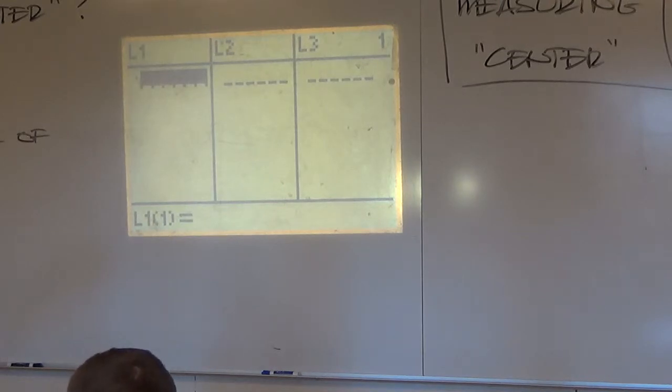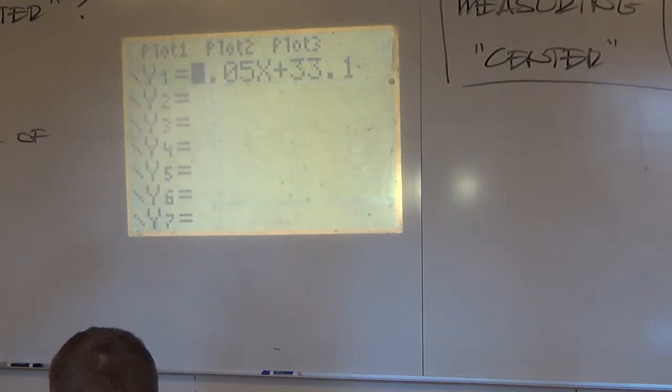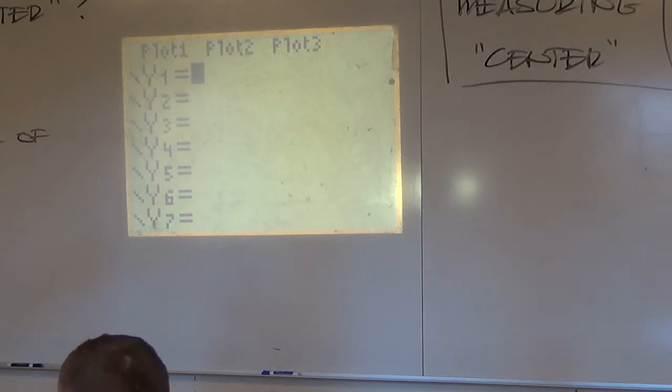Is anybody missing L1, L2, L3? Are there any lists that aren't there? Sometimes that happens. Okay, we're happy. We're looking at 3 empty lists right now. Let's do one more thing while we're here. Press the Y equals button, the top left button. If you have any equations in there, get rid of them. We don't need them right now. We like equations, but not unless we have to use them.